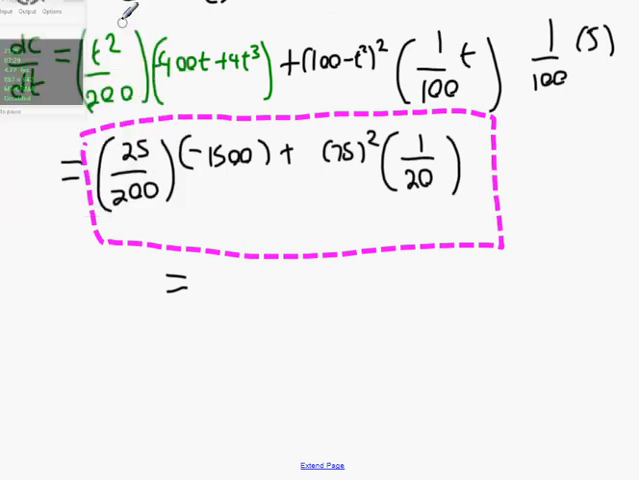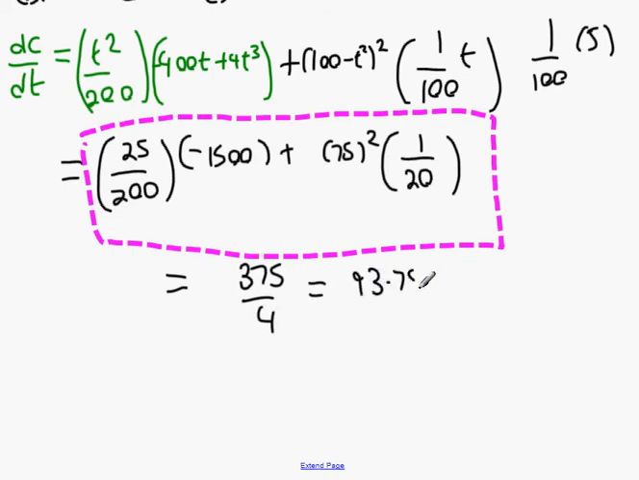Okay. In decimals, please. Lads, in decimals as well, please. 93.75. 93.75 grams per litre per second, because it's over time.